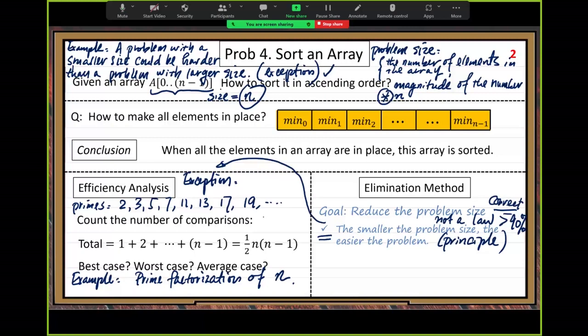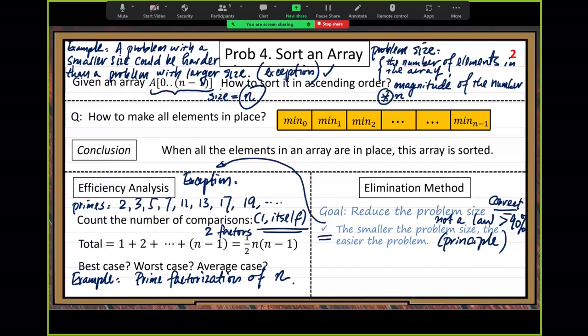One factor is 1, another is itself. Only these 2 different factors. Okay? These numbers we call prime. So for prime factorization, given any positive integer n, we want to do prime factorization.